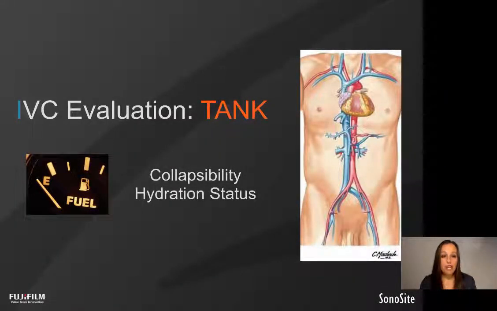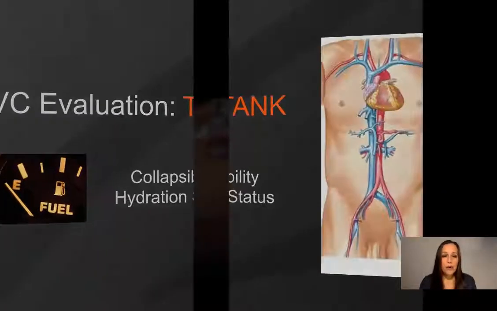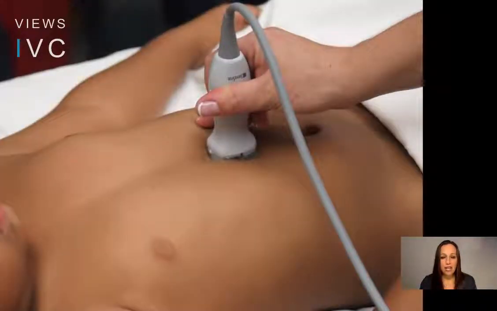Now we've gone through the H of the HI-MAP, the heart. Now we're going to move on to the IVC. We're looking for collapsibility to see if someone is low on fluids.